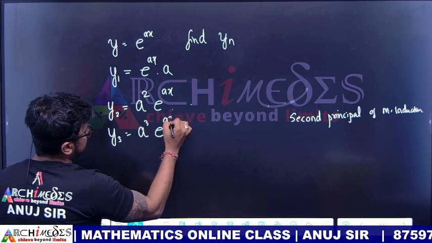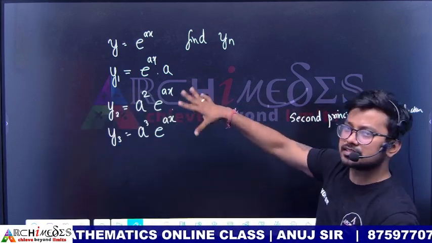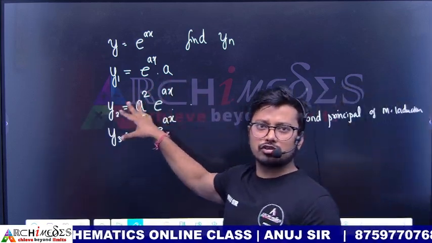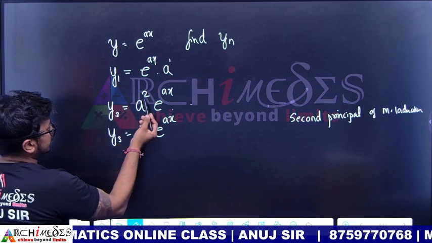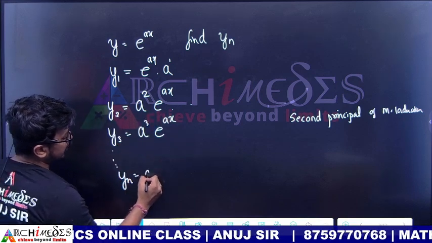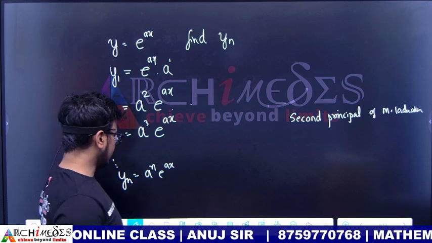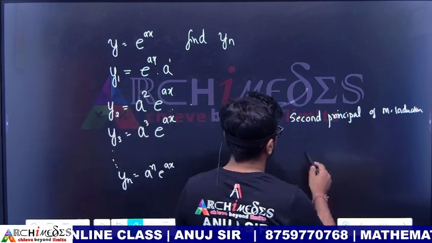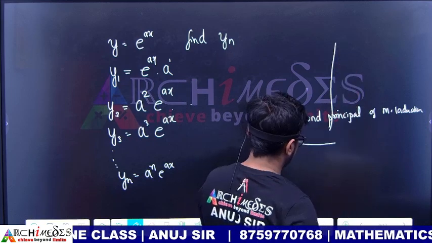If you see this, the second principle of induction says that you have to see the series. What pattern does it follow? If it is 1, then it is 1a; if it is 2, then it is a square e to the power of ax. By seeing this, we can say that yn is a to the power of n e to the power of ax. Am I clear up to here? Clear? So this is how we'll find the nth order derivative. So listen carefully, okay?